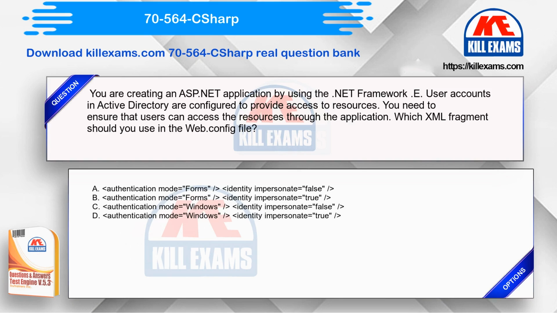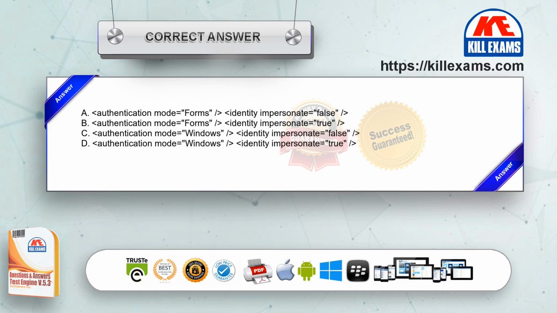Option A. Authentication mode equals forms, identity impersonate equals false. Option B. Authentication mode equals forms, identity impersonate equals true. Option C. Authentication mode equals Windows, identity impersonate equals false. Option D. Authentication mode equals Windows, identity impersonate equals true. The correct answer is option D.